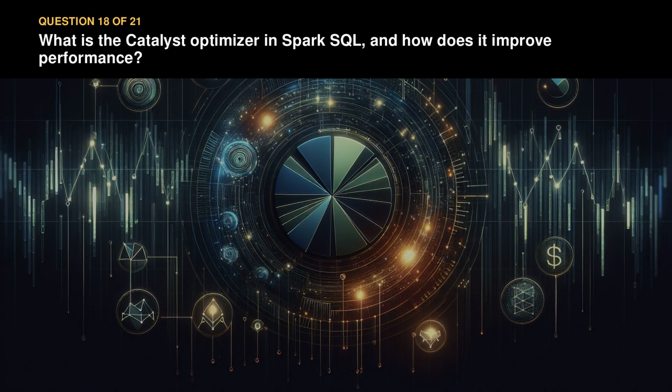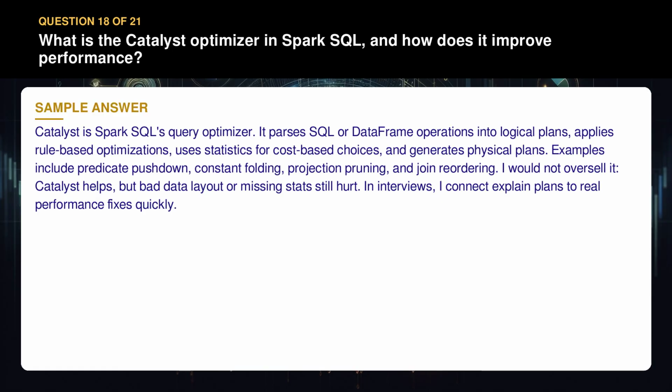Question 18. What is the Catalyst Optimizer in Spark SQL, and how does it improve performance? Catalyst is Spark SQL's query optimizer. It parses SQL or data frame operations into logical plans, applies rule-based optimizations, uses statistics for cost-based choices, and generates physical plans. Examples include predicate pushdown, constant folding, projection pruning, and join reordering.